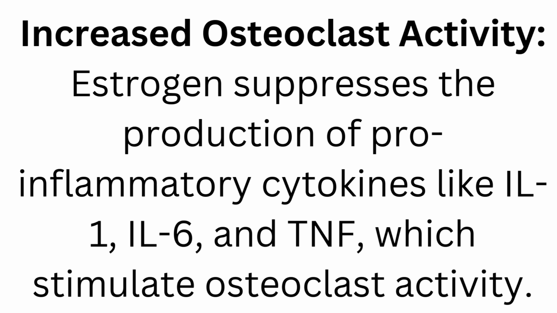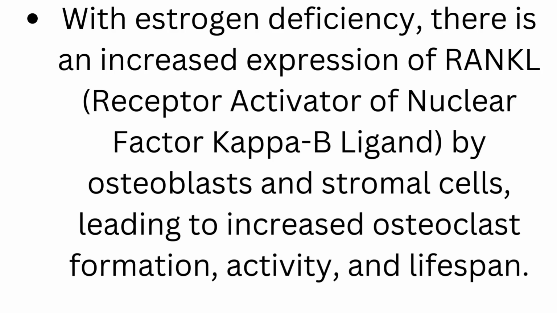Increased osteoclast activity occurs because estrogen suppresses the production of pro-inflammatory cytokines like interleukin 1, interleukin 6, and TNF, which stimulate osteoclast activity. So, when there is loss of estrogen, low estrogen, these inflammatory cytokines increase and they stimulate osteoclasts. With estrogen deficiency, there is an increased expression of RANKL, which is receptor activator of nuclear factor kappa B ligand, on osteoblasts and stromal cells, leading to increased osteoclast formation, activity and lifespan.